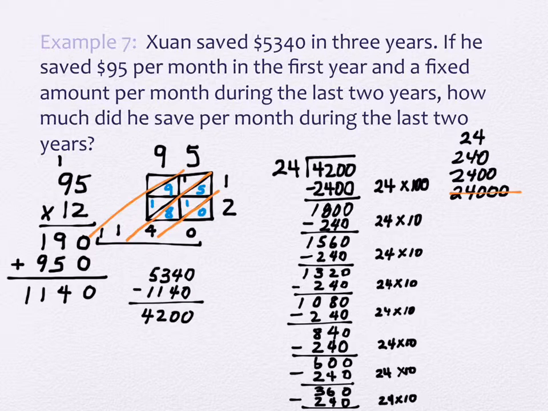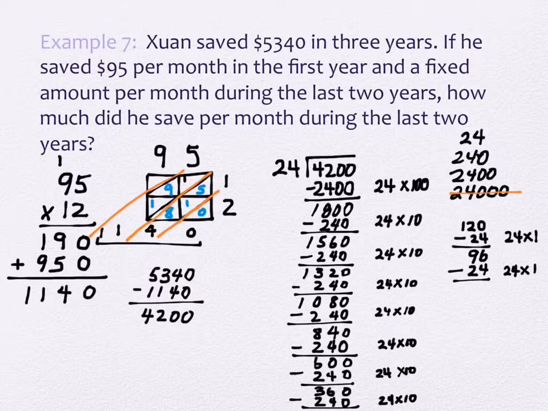120? Okay, so I'm going to put it up here. I can't subtract 240, but can I subtract 24? Yes, I can. 24 times 1. All right, this one's not as many steps as the last one. 120 minus 24 is what? 96. Can I subtract 24? Yep. What do I have? 72. Can I subtract 24?